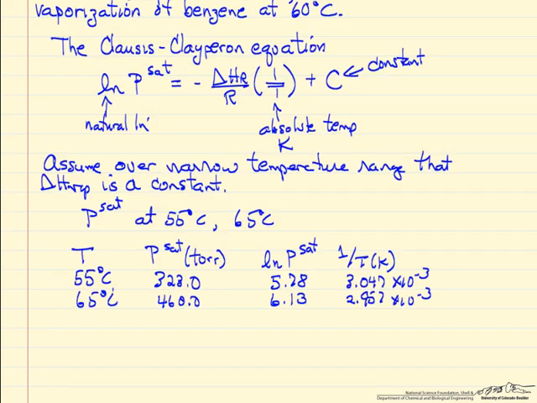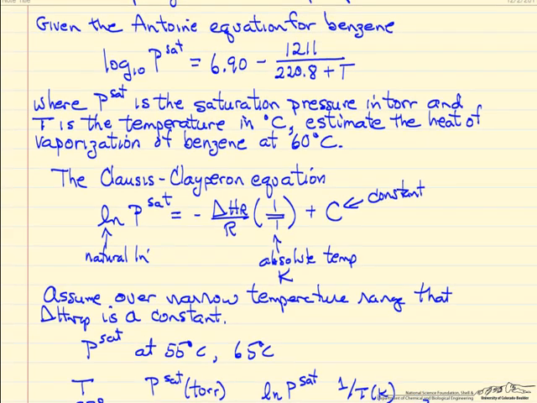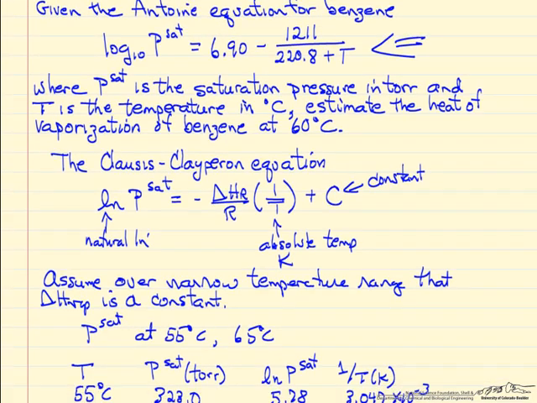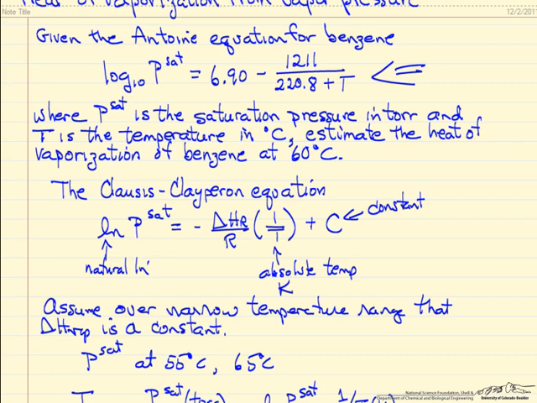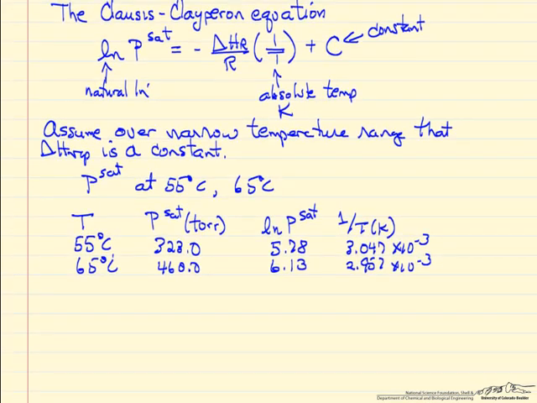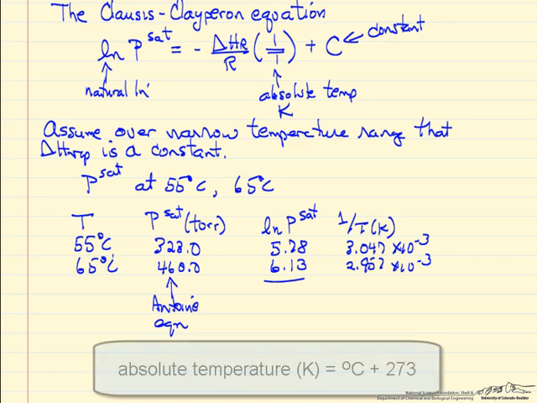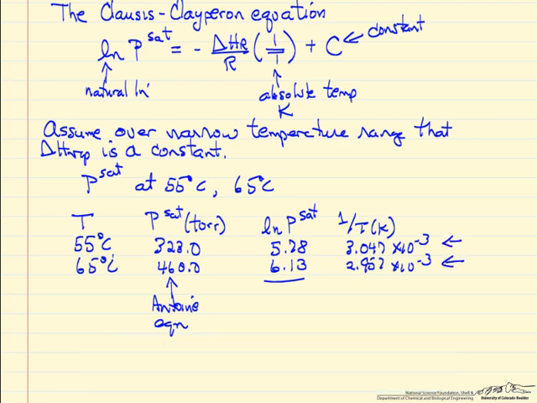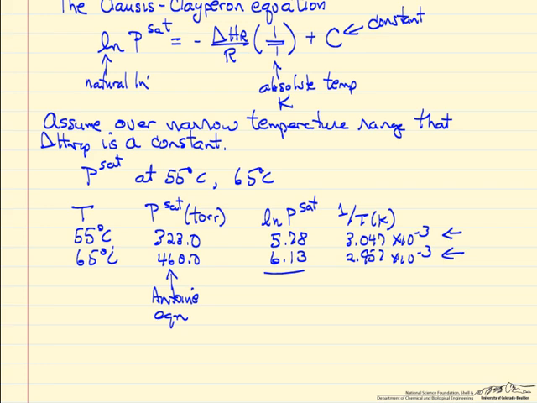So we've substituted 55 centigrade and 65 centigrade into the Antoine equation here, and we're going to calculate first the log to base 10 and then calculate the actual saturation pressure. That's these values, so these are from the Antoine equation. We then take the log of these values to get this, and we calculate also the temperature. So we take 273.2, add it to 55, take the inverse, that's where we get this number. Same thing for 65.